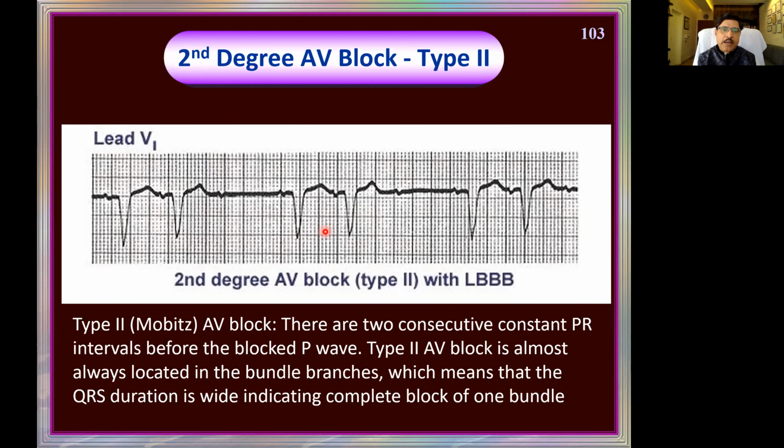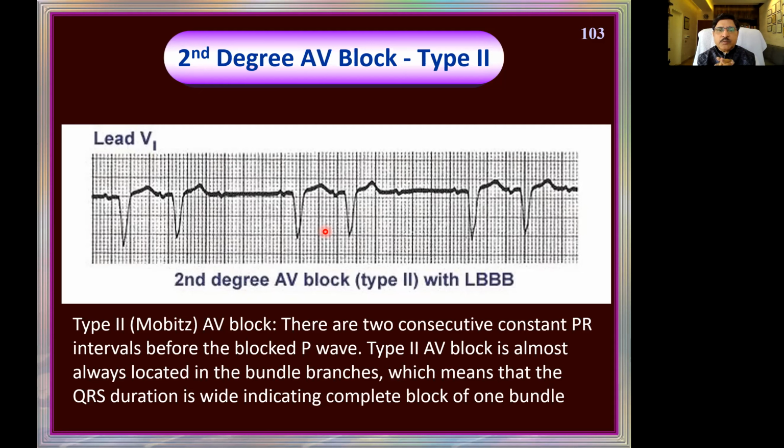Okay. Type 2 Mobitz AV block, there are 2 consecutive constant PR intervals before the blocked P wave, and the AV block is almost always located in the bundle branches, which means that the QRS duration is wider, indicating complete block of at least one of the bundles. Either it will be associated with an LBBB or an RBBB or sometimes both.